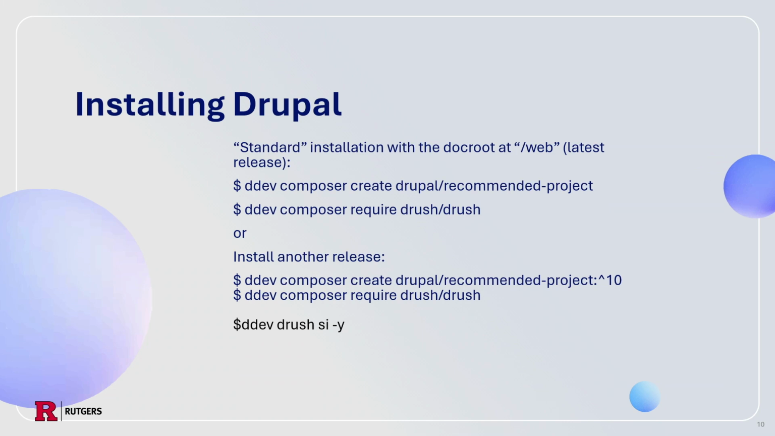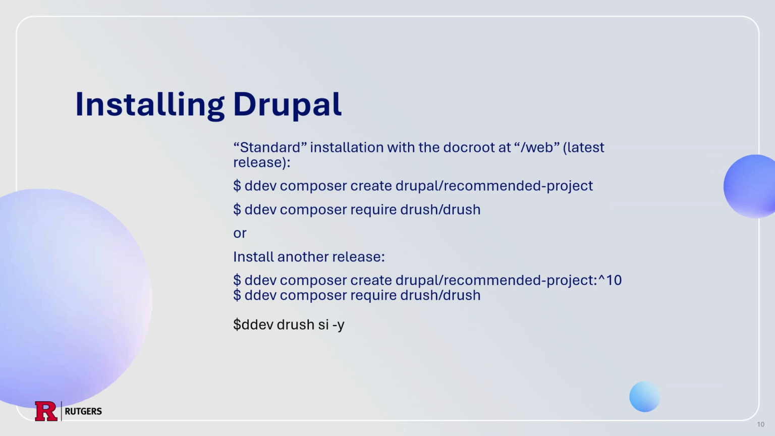The standard one installs Drupal at the doc-root/web, which we all know and love. If you don't give Composer a version, it will install the latest version of Drupal, which is currently 11. And if you don't want 11, you can tell it to install 10. You also have to require drush/drush, or else you can't do anything on DDEV, really. You can, but Drush makes it a lot easier.